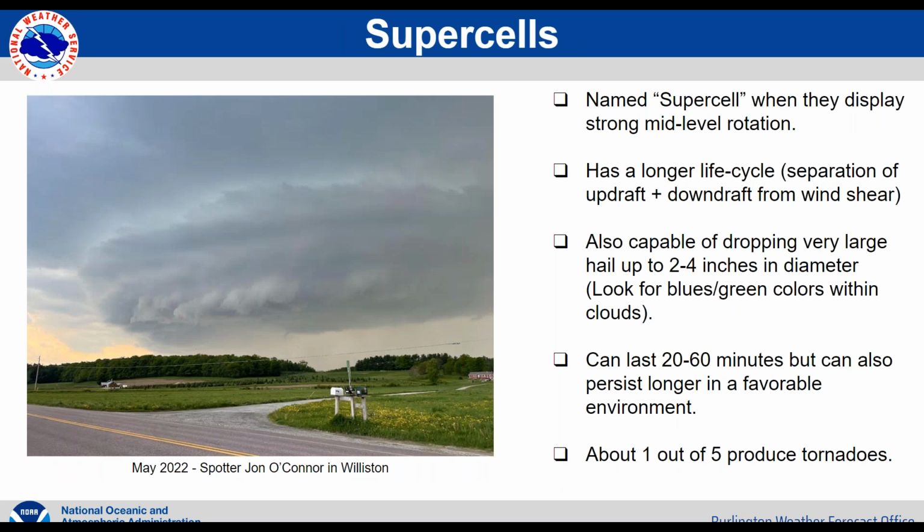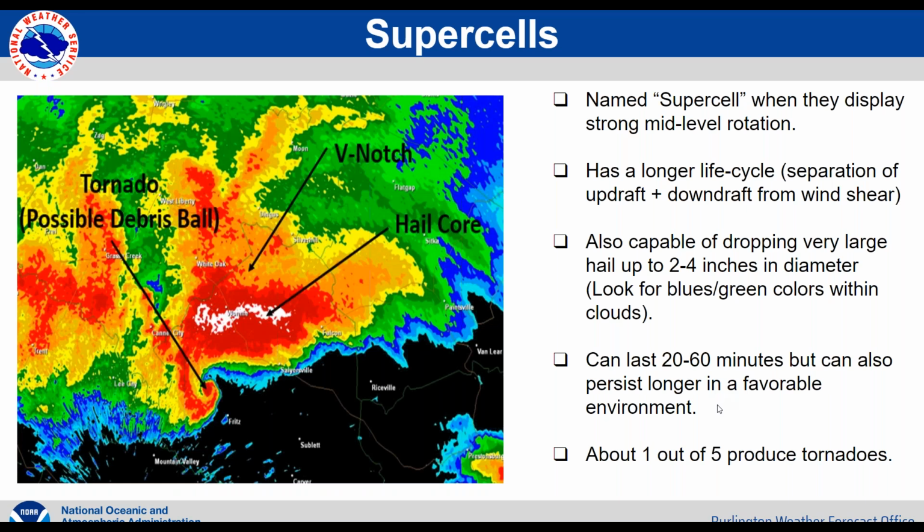Supercells have one distinguishing factor, the one thing that makes them different from any other thunderstorm: they are rotating in the mid-levels. Due to that rotation, that separates the updraft and downdraft, and that lets them last longer and produce that very large hail as high as 2 to 4 inches in diameter. They're able to persist longer, especially in favorable environments, and 1 out of every 5, or 20%, of supercells produce tornadoes. They're well known for their classic hook structure, but other features that correspond with them are the classic V-notch, where you have the diffluence of these high reflectivity values out, showing the high ventilation of these types of thunderstorms.